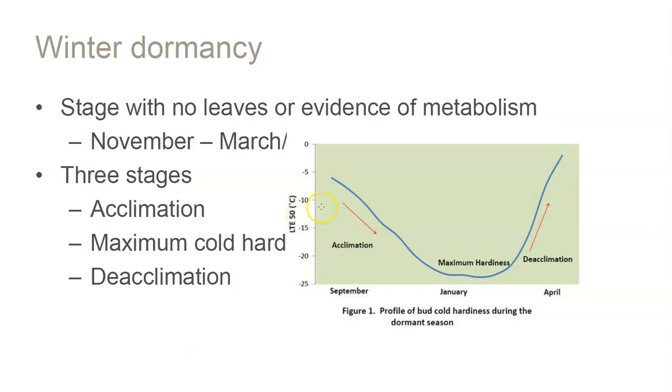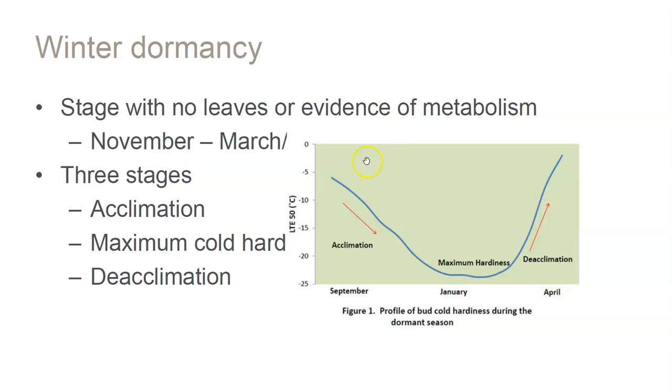Say we're here in September, our LTE 50 is negative 10 C. That means if it gets to negative 10 C at this point in September, then we're going to lose 50% of our buds. Okay, so an LTE 50 is the temperature at which, when reached, you're going to lose approximately 50% of your buds to freezing.